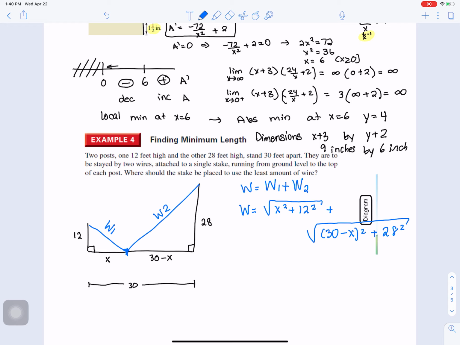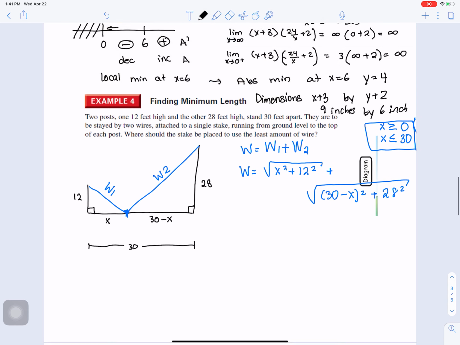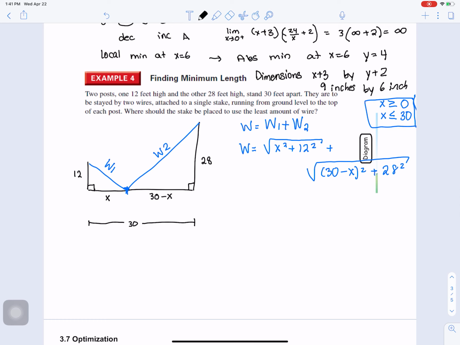Okay, we know that x has to be greater than or equal to 0, but we also know that the stake has to be less than or equal to 30 because the distance between the two posts is 30 feet apart. So I can't have the stake being put past where the distance between the 2 posts are. So there's my equation. I managed to get a closed interval, so I don't need to do proving of absolute maxes and mins. I just need to do my critical points and my endpoints and test the lowest one because I'm doing the least amount of wire.